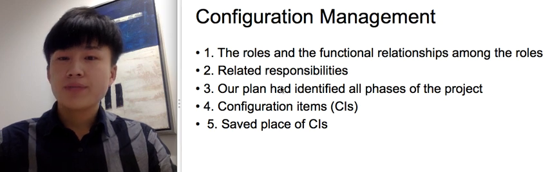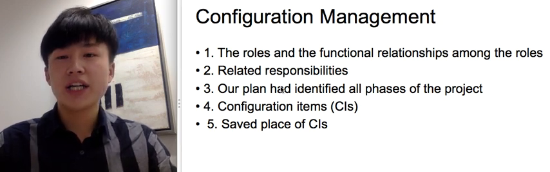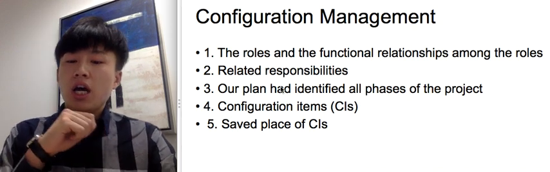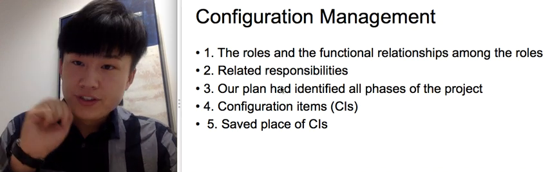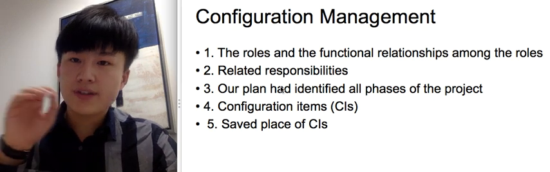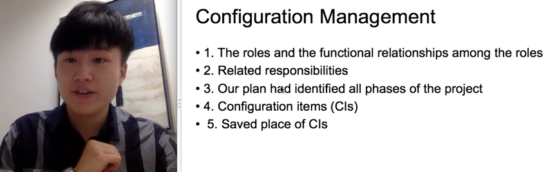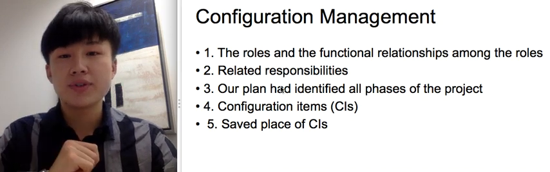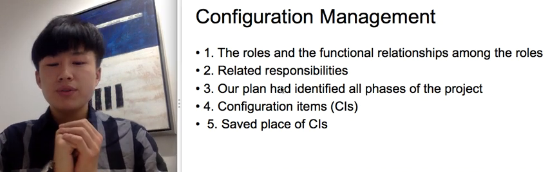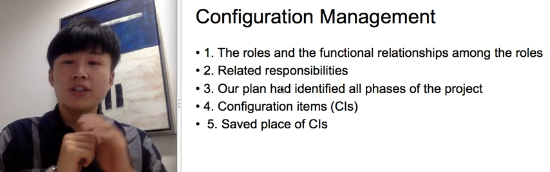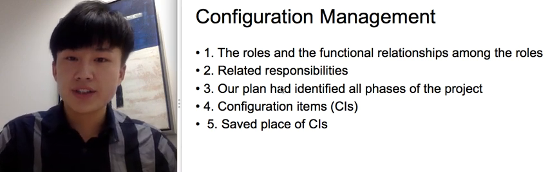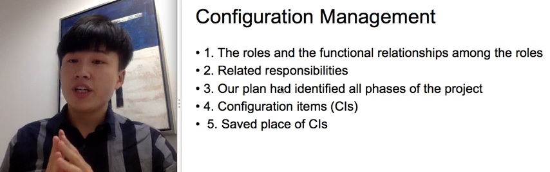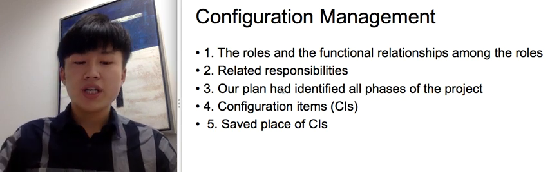The third point, our plan has identified all phases of the project. The whole project is divided into 5 phases. Each phase has specific intended activities. The fourth point is the configuration items. The configuration items, we call them CIs, are not clearly defined. Then the configuration items are saved in corresponding repositories on GitHub.